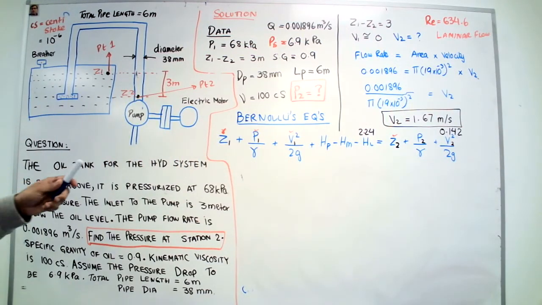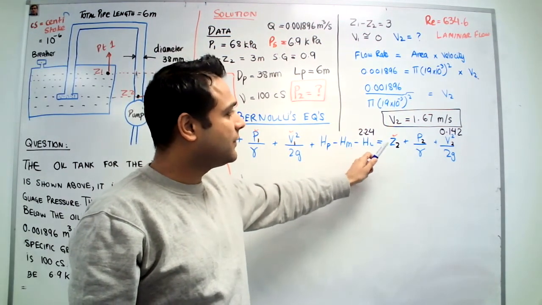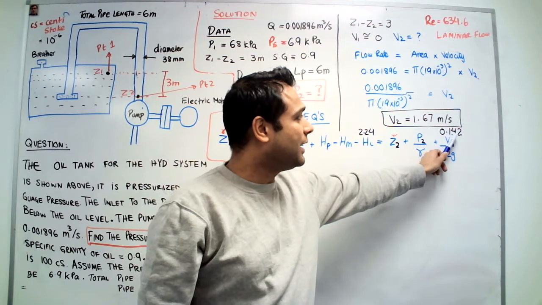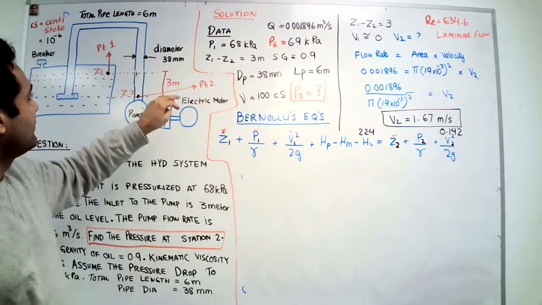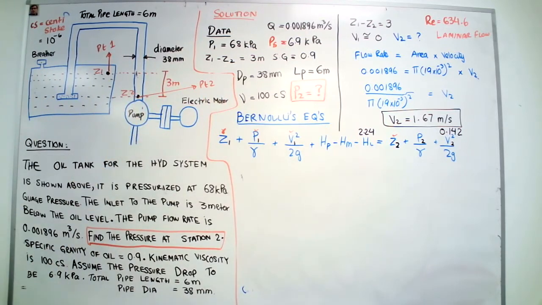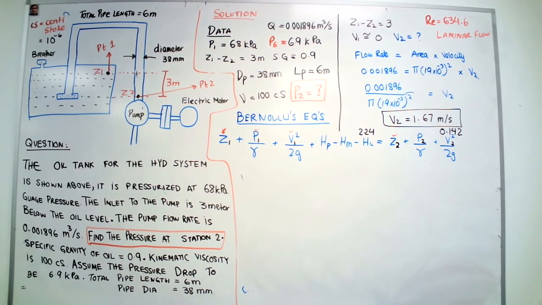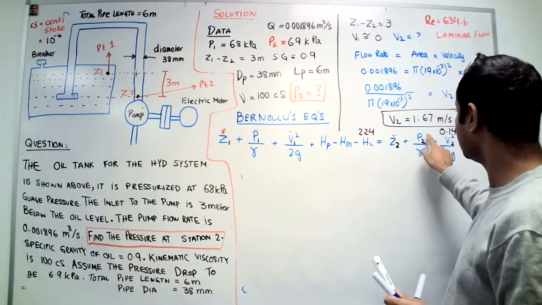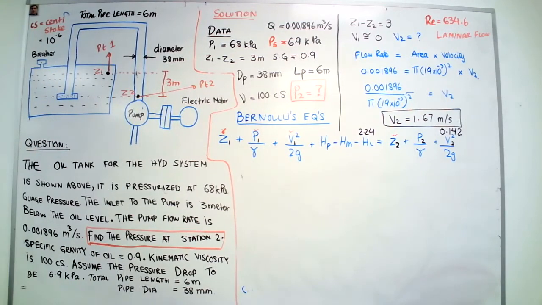I got the answer. I got the head loss due to friction is 2.24. I also did that value V squared over 2G as 0.14. I know Z1 minus Z2 is 3, which is here. Now what I need to do is find out the next point, point 2, which is here, and I need to find out what's going on here. So I need to find this P2 over gamma, and then we actually solve that bit.